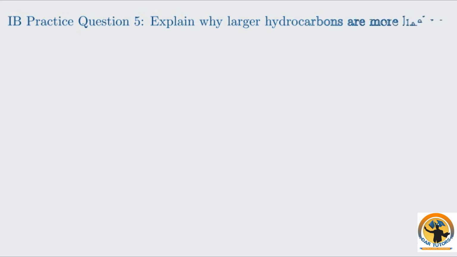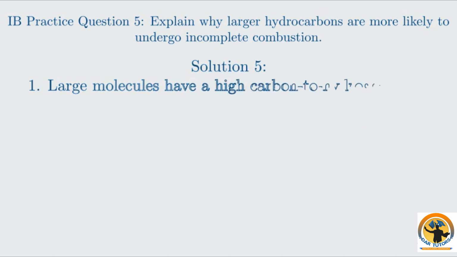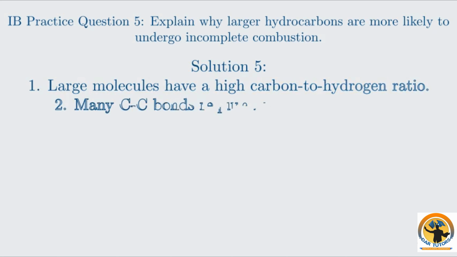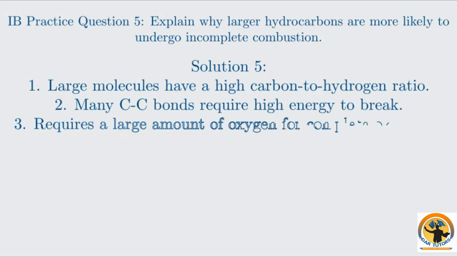Our final question, question 5, asks us to explain why larger hydrocarbons are more likely to undergo incomplete combustion. Think about the structure of a large hydrocarbon molecule. A large molecule has a high carbon-to-hydrogen ratio and a very high number of carbon-carbon bonds. To break all these bonds and oxidize every carbon atom to CO2 requires a very large amount of oxygen.